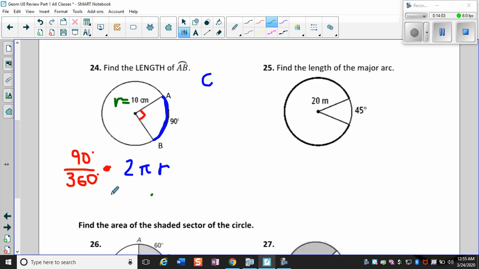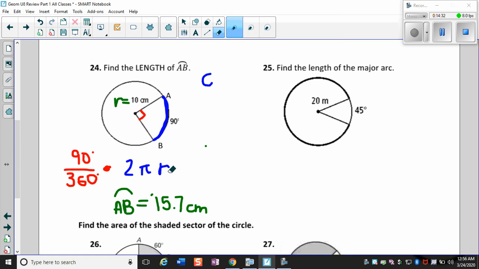So now I'm going to write the length of arc AB is equal to 15.7. And then what are the units that we have for the radius? So here the radius is in centimeters. So I'm going to use the units of centimeters to describe the length of the arc AB. Okay, so here is our final answer.